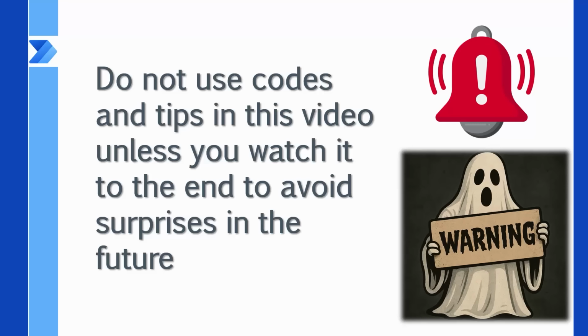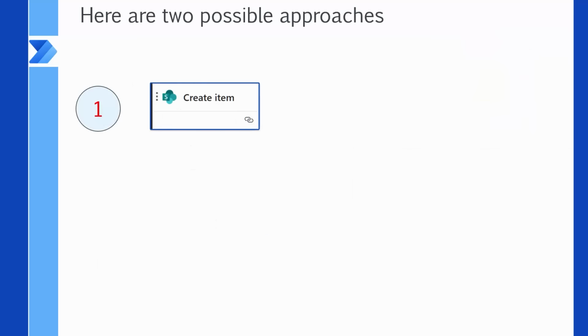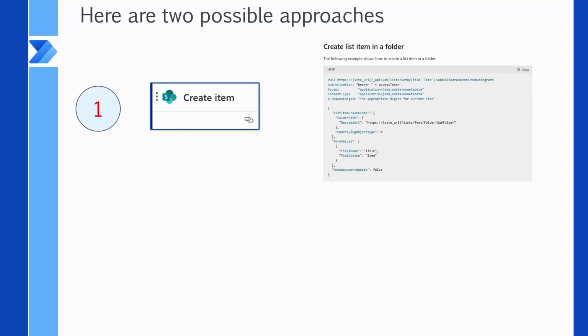So let's start with the two possible approaches to solve this problem, which is creating a list item inside a folder. As you know, create item can create the item inside the root folder. So if this one doesn't work, let's say we can use a REST API that we can call from Power Automate, so hopefully it will insert a clean record inside the folder that we want. This API is available, and I put a direct link to this API in the video description.